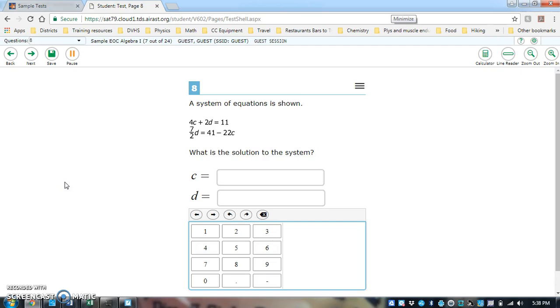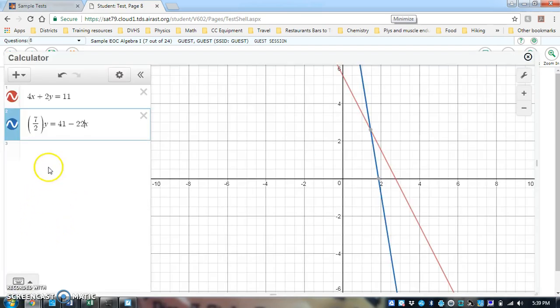But the key is to remember that a system of equations has the same intersection point. And we know that using Desmos, I can type equations in any format I want into Desmos, and it will graph them. So that's what I'm going to do. I've opened up the calculator, and I've typed in both equations. You will notice I changed my variable c to x, my variable d to y, because the calculator will not do this in C and D. It will do it in x and y. I've kept my x and y substitutions consistent.